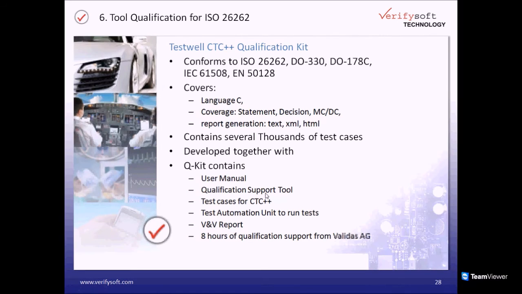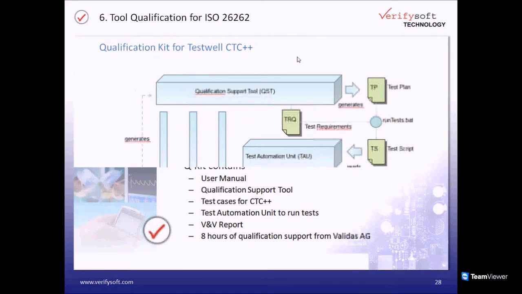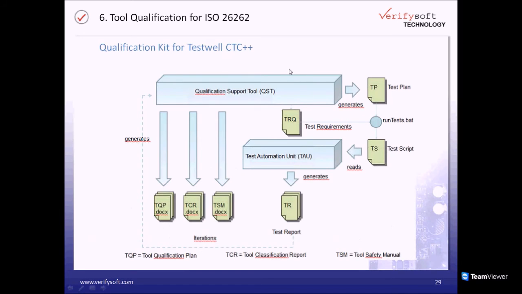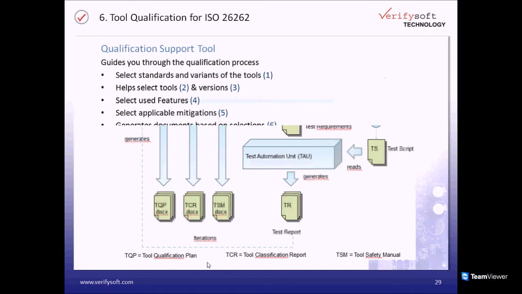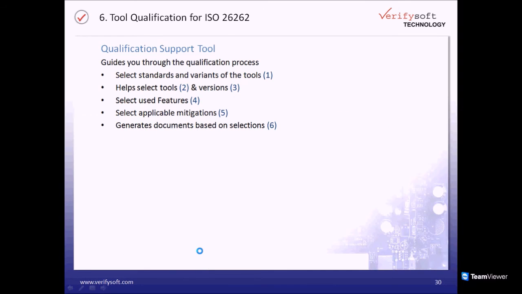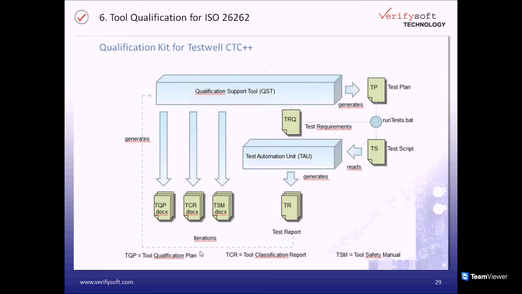So this is a process where within the qualification support tool, we'll be able to generate documentation, which is asked by the qualification organization, the full documentation package. So we're able to produce this tool qualification plan, classification report, even the safety manual. And here there are the test plan and test script that we provide in order to check in a test automation unit that CTC++ just conform to its specification.